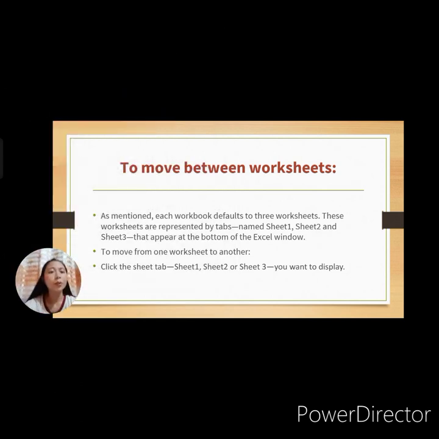Next is to move between worksheets. As mentioned, each workbook defaults to 3 worksheets. These worksheets are represented by tabs named Sheet 1, Sheet 2, and Sheet 3 that appear at the bottom of the Excel window. To move from one worksheet to another, click the sheet tab, Sheet 1, Sheet 2, or Sheet 3, that you want to display.